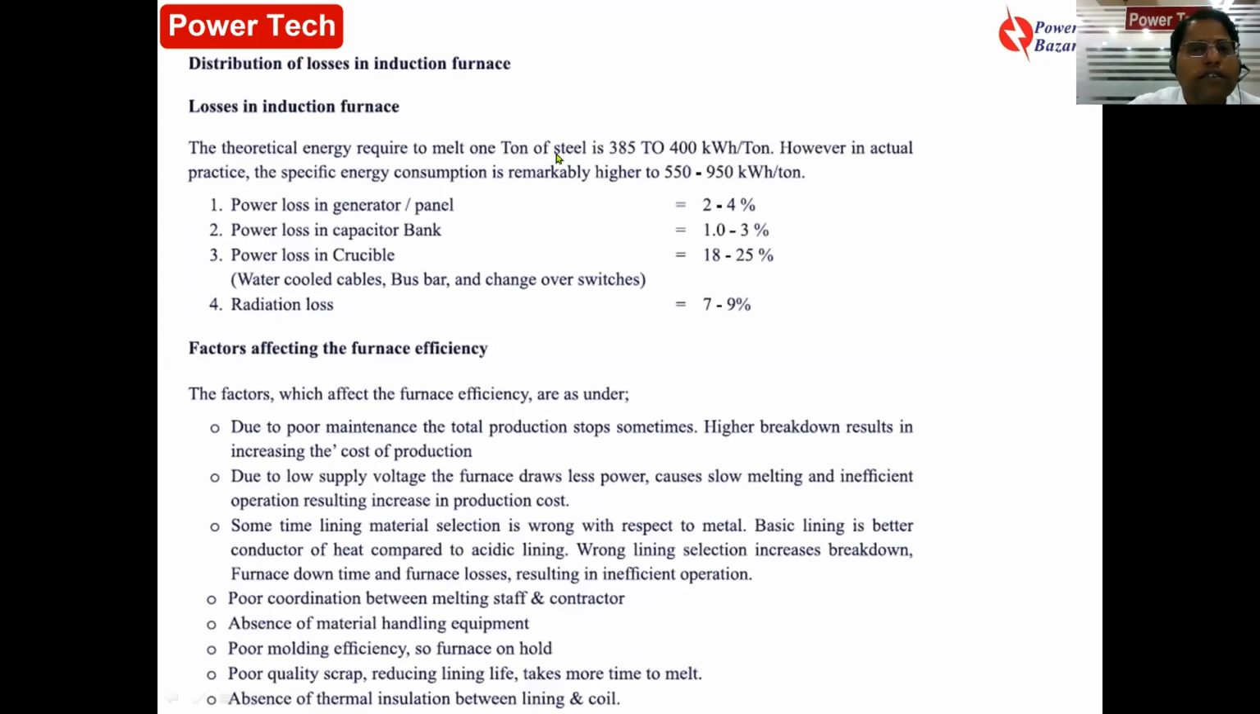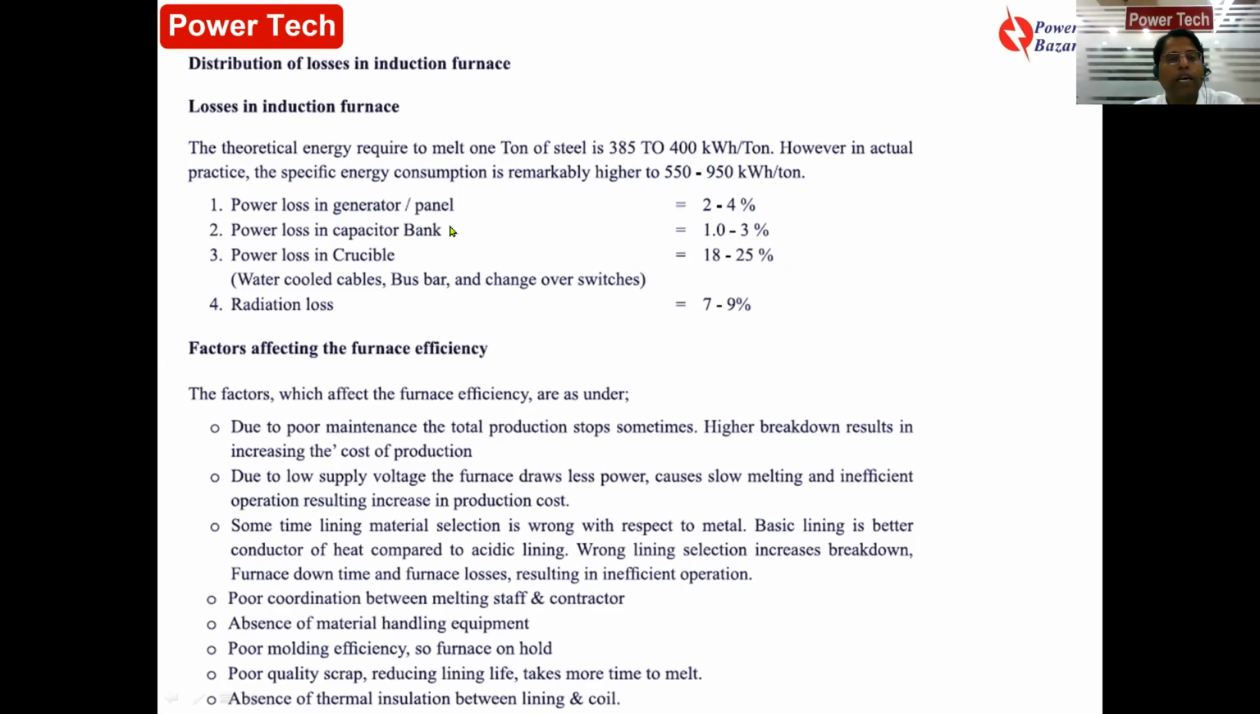Now, as I discussed, the theoretical energy is in the range of 385 to 400 kWh per ton, whereas the specific electricity consumption becomes 550 to 950 kWh per ton. So there are losses of electricity, or power loss is happening, and these are known as furnace losses. So what are the normal percentages? These are ballpark figures. The normal percentage of power loss is 2 to 4%.